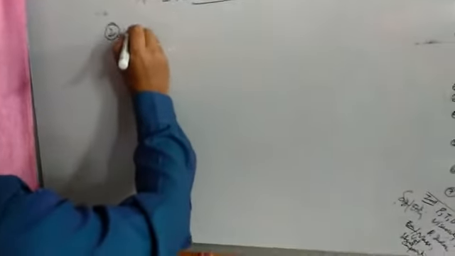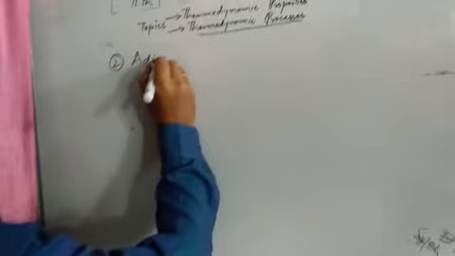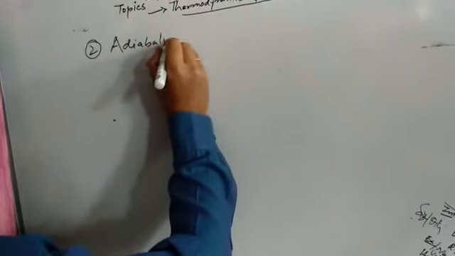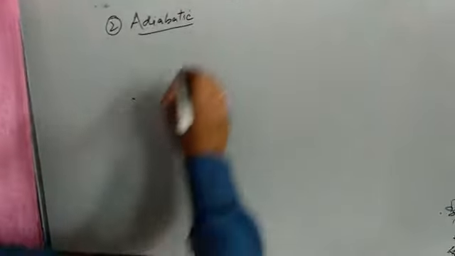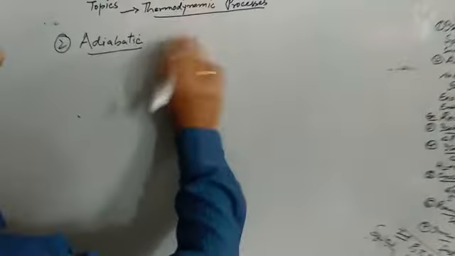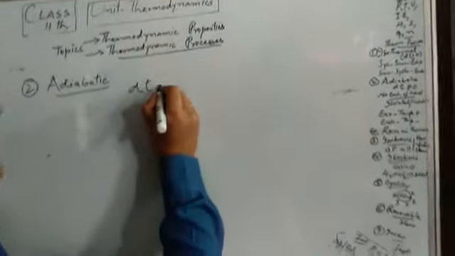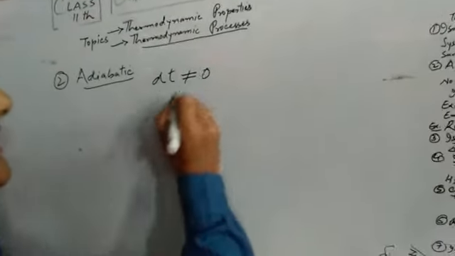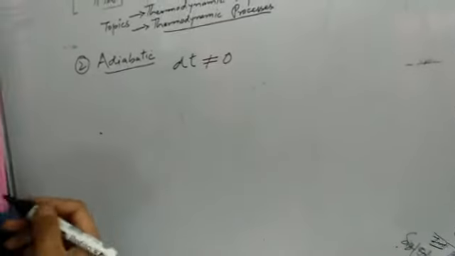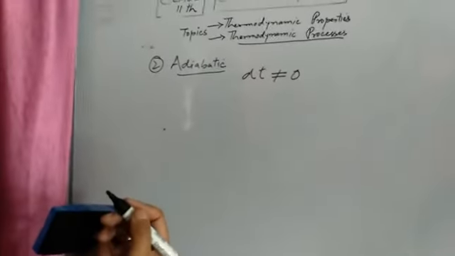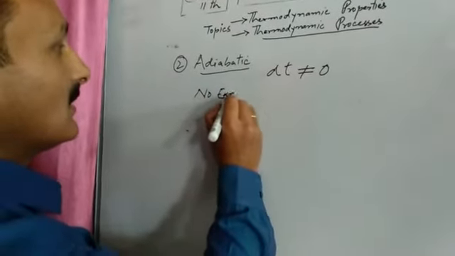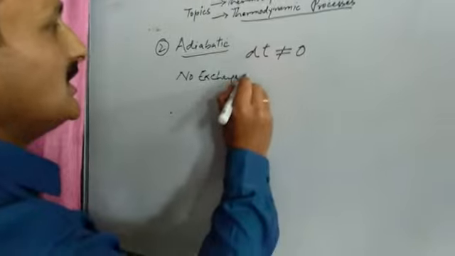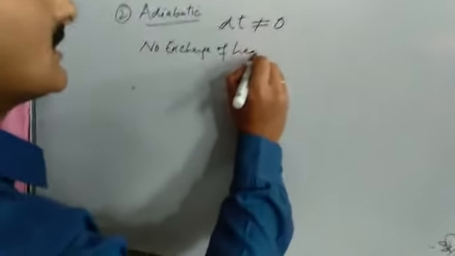Coming to another type of thermodynamic process, number 2, adiabatic processes. Adiabatic. They are quite reverse of the isothermal. In these thermodynamic processes, the change in temperature is not equal to 0. That means temperature may increase, or temperature may decrease, and there is no exchange of heat between the system and the surrounding.